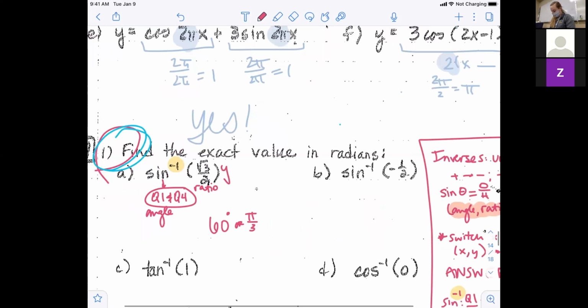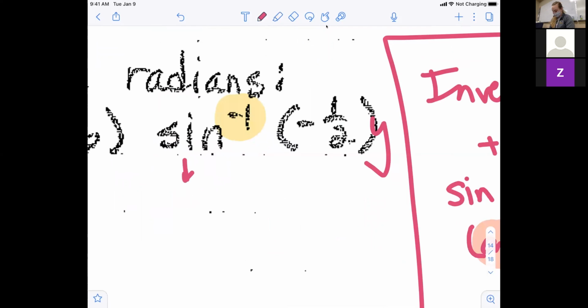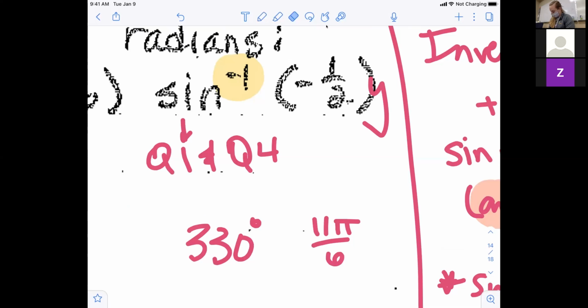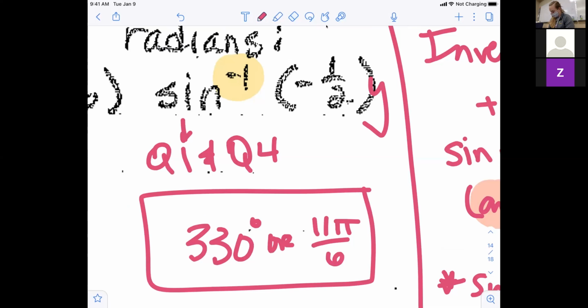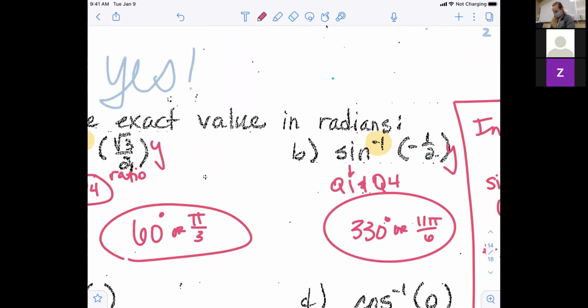Okay, the next one is also sine to the negative 1. So that's my inverse. And it's of negative 1/2. So I'm going to go look for where it's negative 1/2 for my y. And again, we're in quadrants 1 and 4. What angle, Jared? 330. And that's the same thing as 11 pi over 6, I think. I'll just write or, you don't have to write and. And that's it. Those are my answers. Like we just did 2 problems. Those are it. You okay so far?